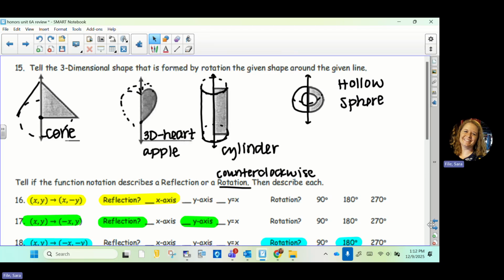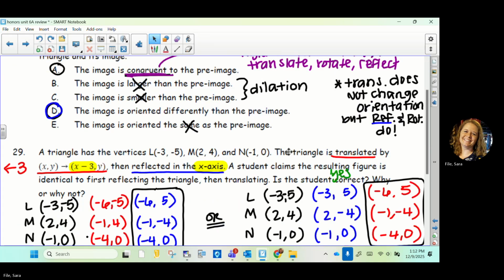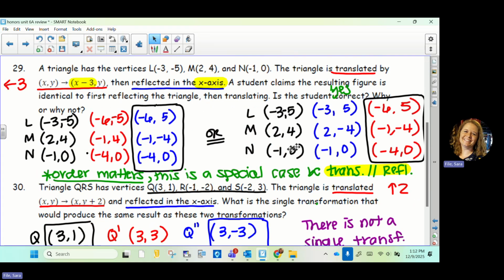Okay, so then we're going to flip to the last page. You said 29 and 30. Okay, so on number 29, this one actually kind of goes hand in hand with those first 6 that we looked at, where you're having to do the composite. On the first 6, we were looking at a visual of the composite transformations. Here, we don't have a visual.